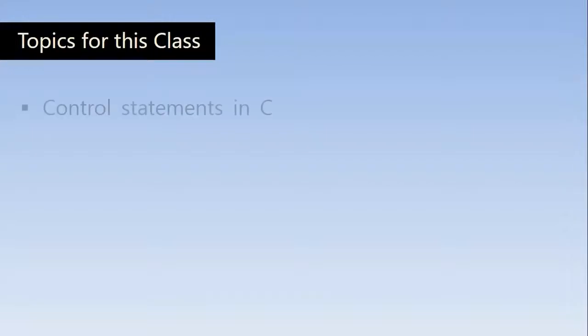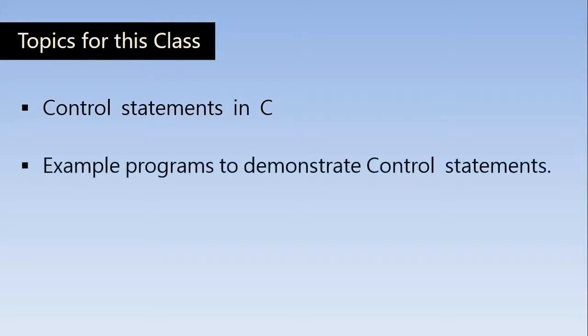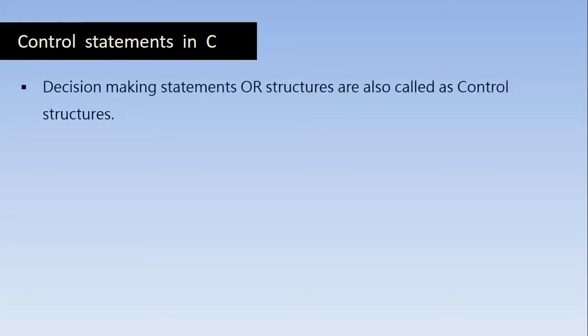In this class, we'll be learning the control statements that are present in C language, and we'll also work out some programs to demonstrate control statements. So first we'll understand what the control statements in C programming are. Decision making statements or structures are also called control structures, right? So control statements, control structures, and decision making statements are all the same.